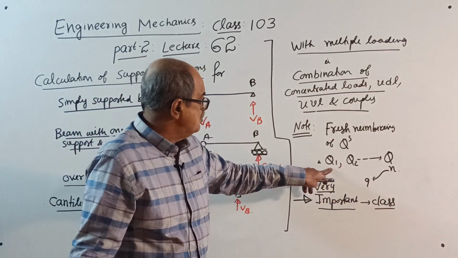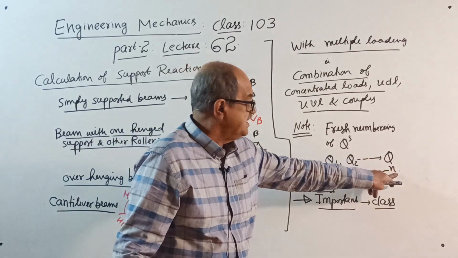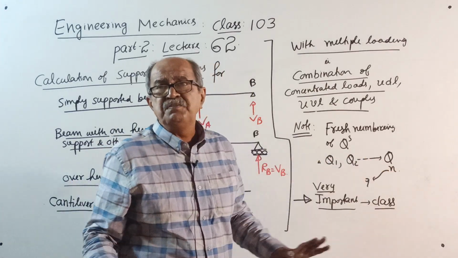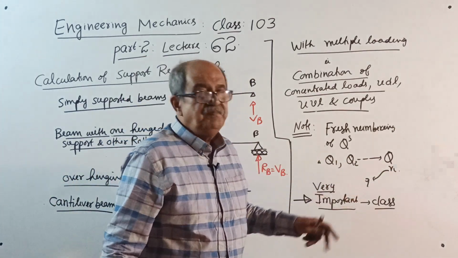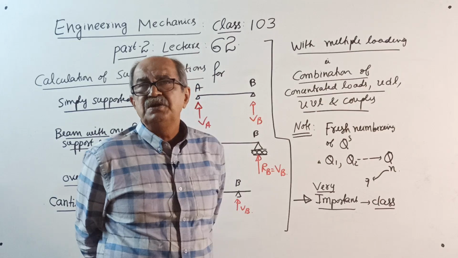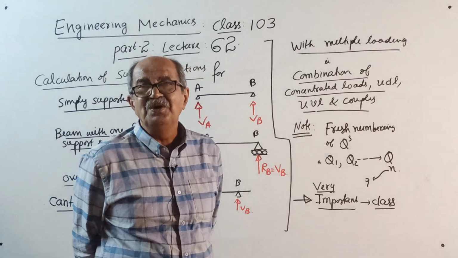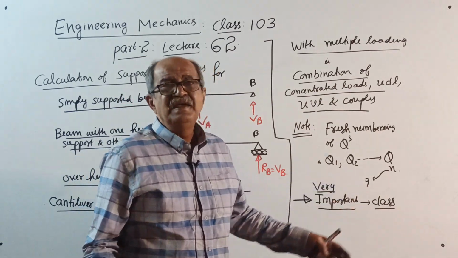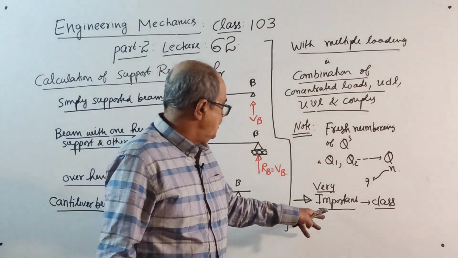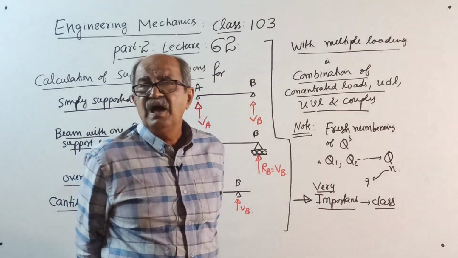Now fresh numbering. Question 1, question 2, etc. Question n. The n value at present we do not know. It may be anything, but surely not less than 100. That is sure. That much I am sure. Okay, if it is less than 100, it means 80, 90 will be there. Very important. I will dictate.